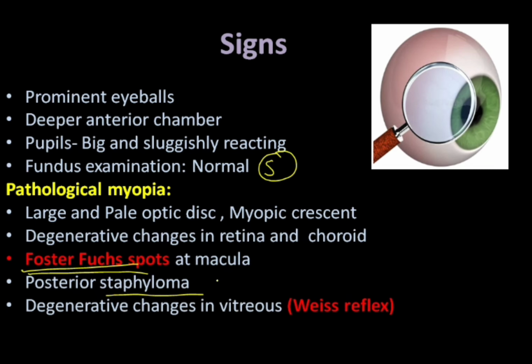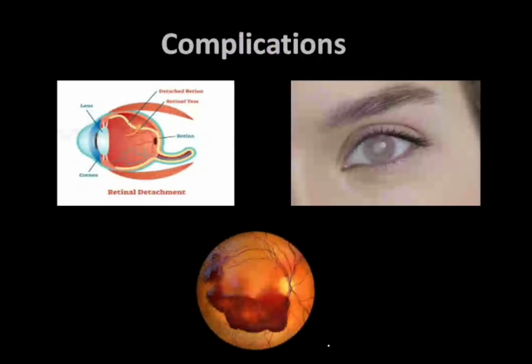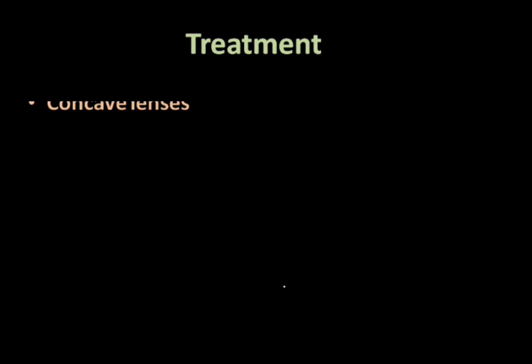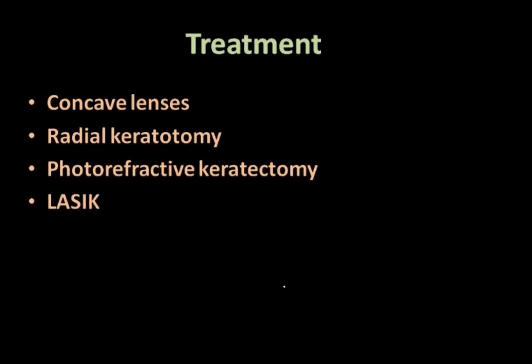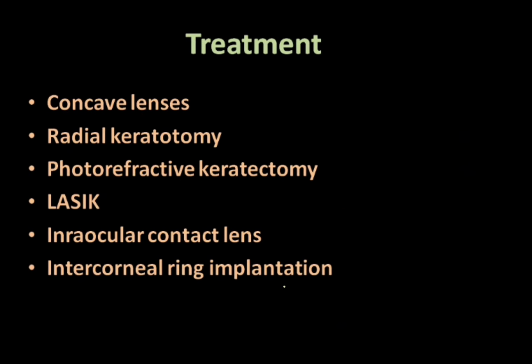There can be degenerative changes in the vitreous. Weiss reflex is where you have posterior vitreous detachment. That is also seen in pathological myopia, in addition to vitreous liquefaction and vitreous opacities. Complications are mainly retinal detachment, complicated cataract, and there can be vitreous hemorrhage or choroidal hemorrhage. How can you treat this condition? By concave lenses, radial keratotomy, photorefractive keratectomy, LASIK, intraocular contact lens, intracorneal ring implantation, and orthokeratology.